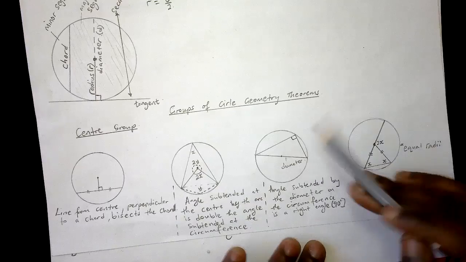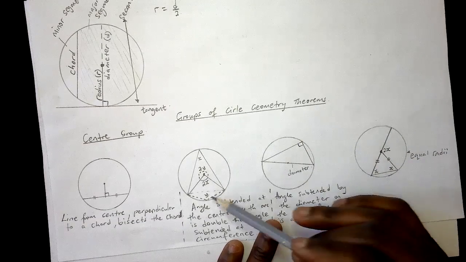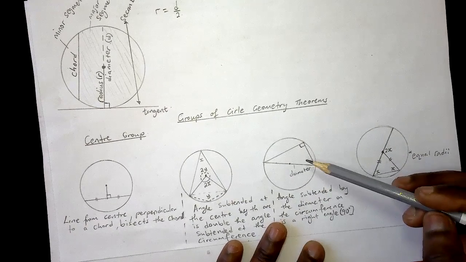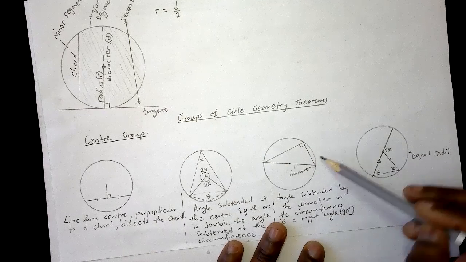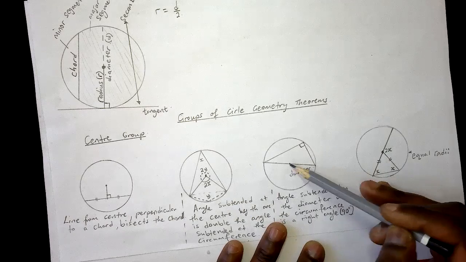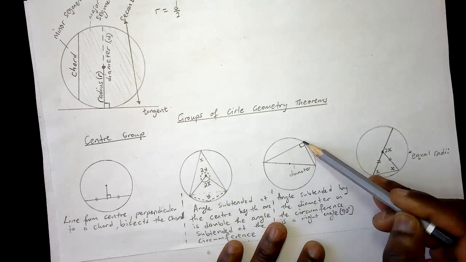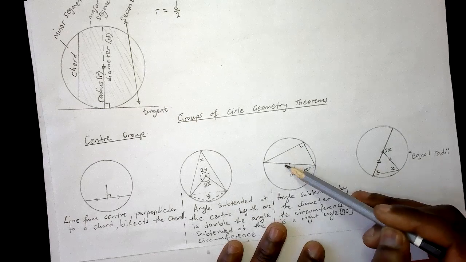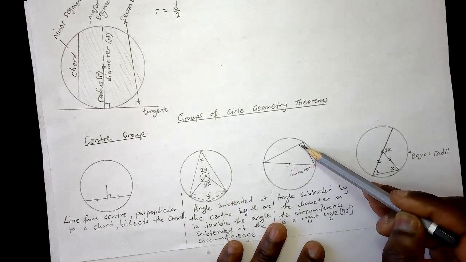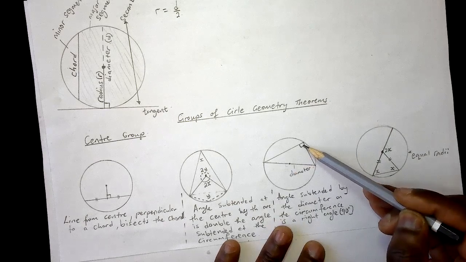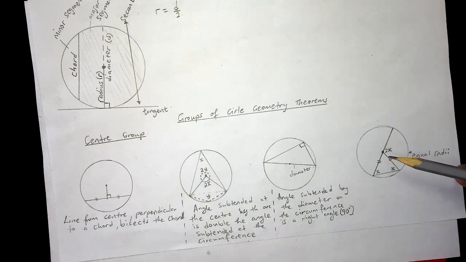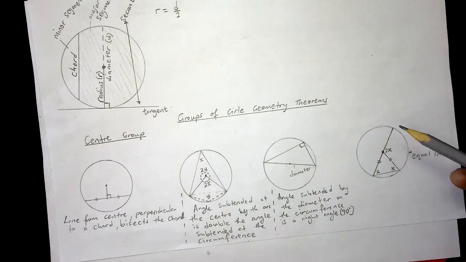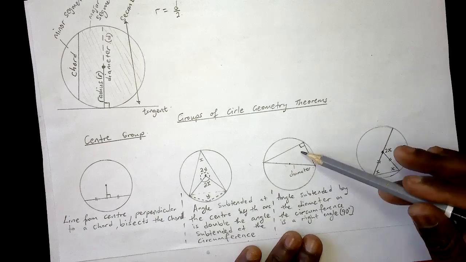Then again here, applying the same concept of twice the angle at the center. Here we have a diameter, a semicircle. The diameter subtends an angle of 180 at the center, so it subtends an angle of 90 on the circumference. So we must know that the angle subtended by the diameter on the circumference is a right angle. We must look for that.